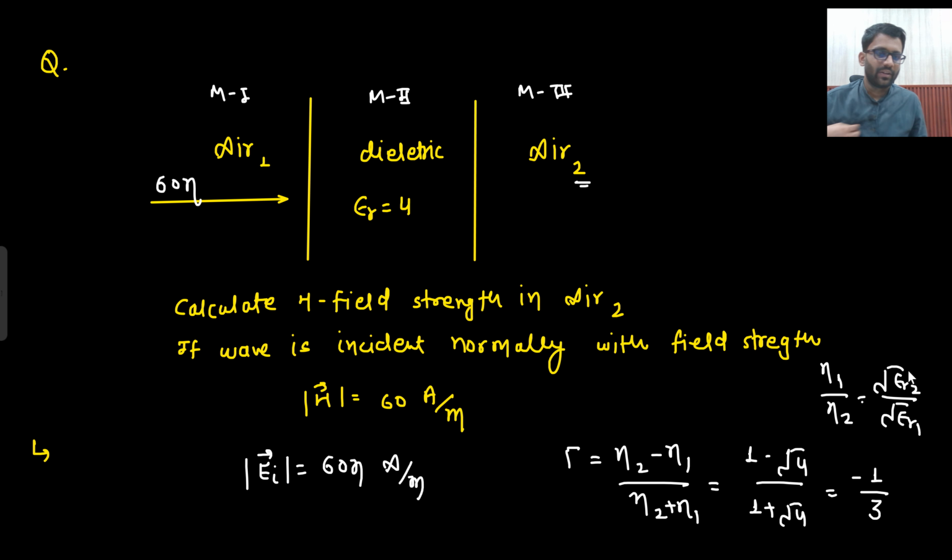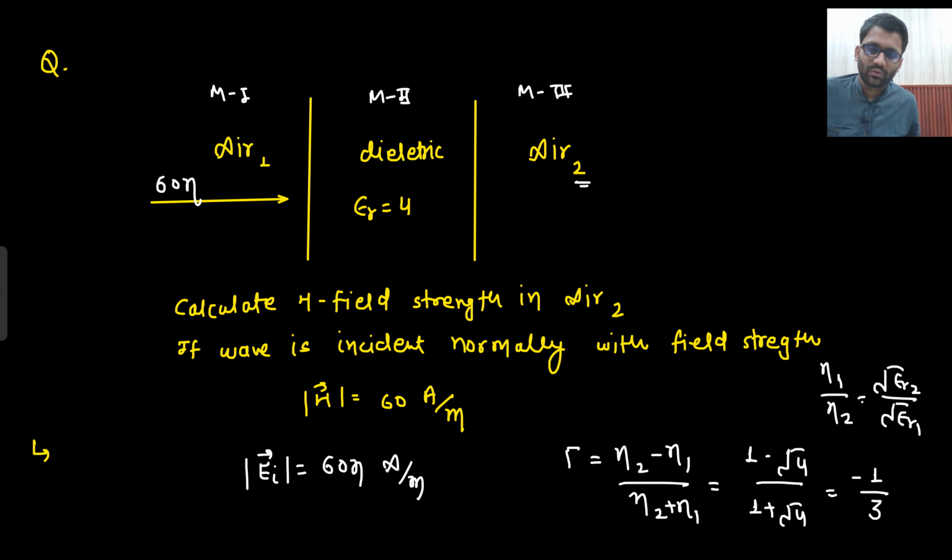But I am not caring about the reflection coefficient. Why so? Because I need the transmission coefficient. So what will be my transmission coefficient? That would be 1 minus 1 by 3, that would be 2 by 3. So my E transmitted would be 2 by 3 into 60 neta. So that would be 40 neta. Okay, so here you would be having 40 neta.